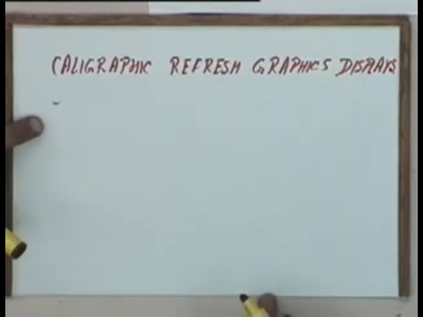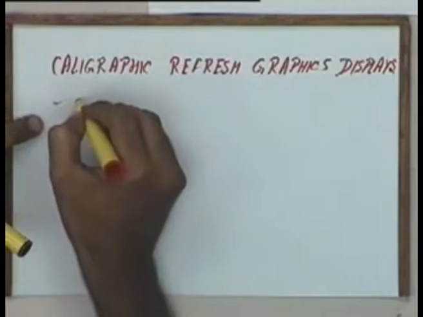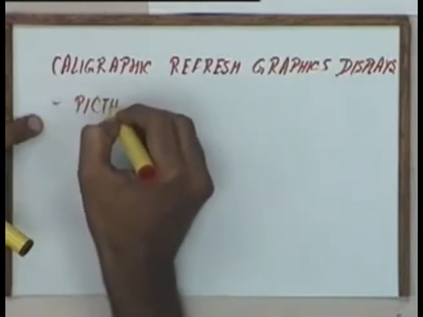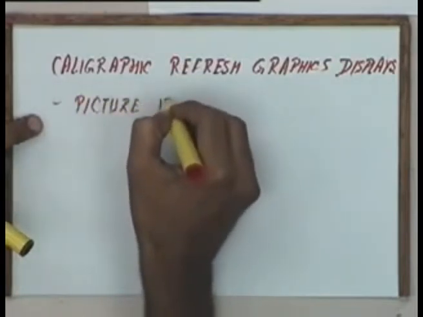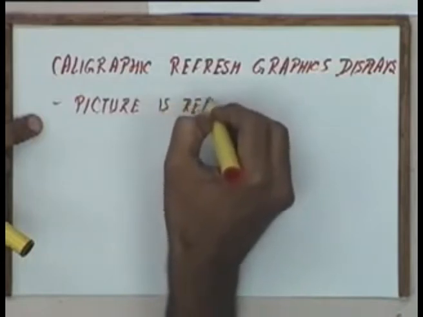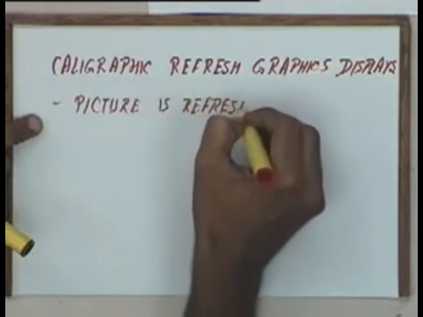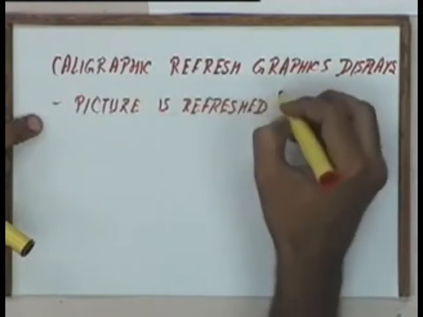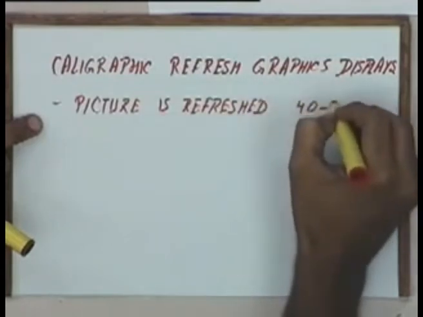The basic feature of this type of display is that here the picture is refreshed or redisplayed about 40 to 50 times a second.